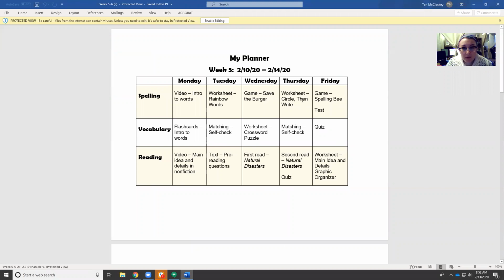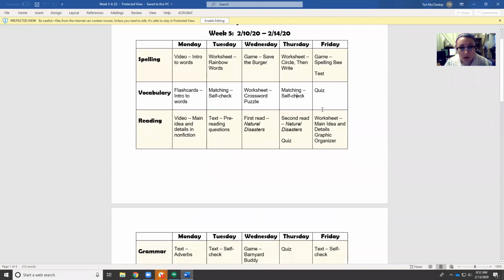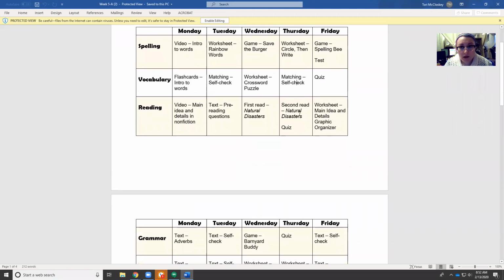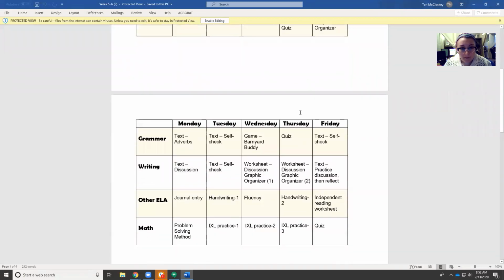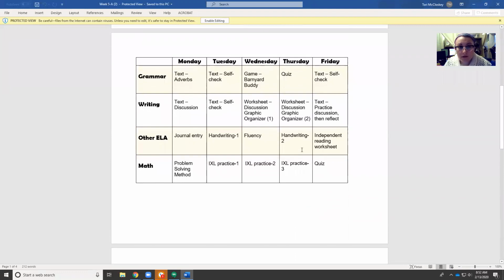So today for spelling, there's a worksheet. Circle the correct spelling, then write it. Vocabulary, you have a matching self-check. And as always, if either of these do not work, you can do your own version of practice. Reading, you're going to do your second read of natural disasters and then take a quiz. Grammar, you're going to take a quiz.